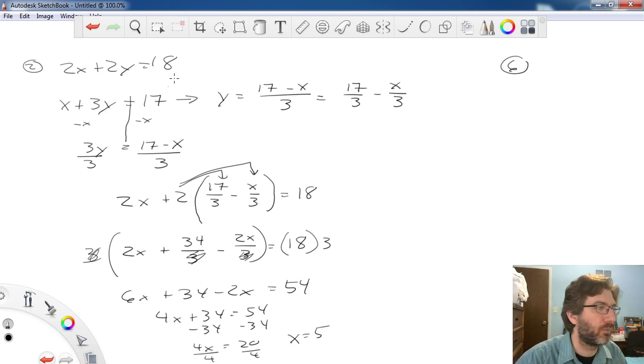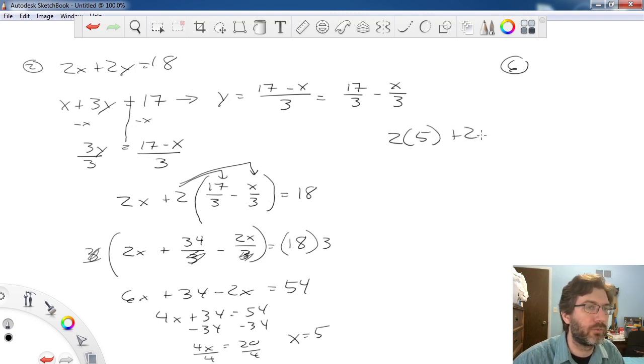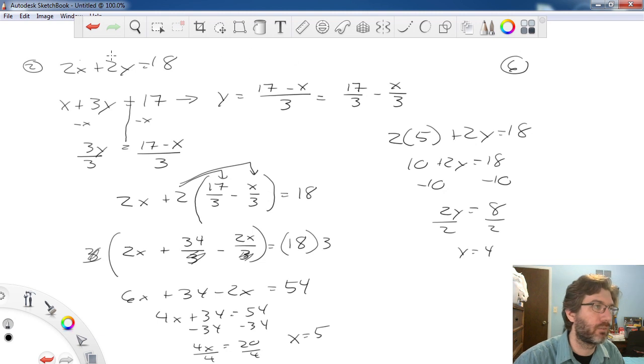So plugging it back into one of the original ones, you can do 2 times 5 plus 2y equals 18. 2 times 5 is 10 plus 2y equals 18. Subtract 10, subtract 10. 2y equals 18 minus 10 is 8. Divide by 2, divide by 2. y equals 4. So in this case, for number 2, you should be getting 5 comma 4.